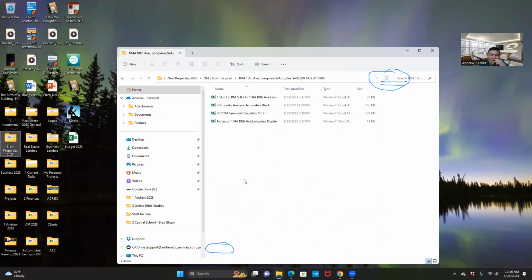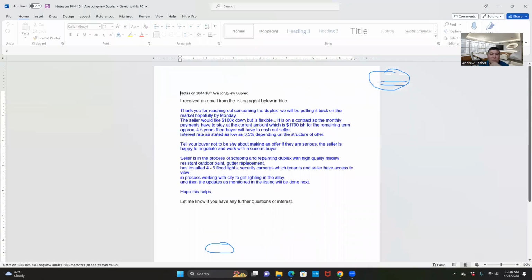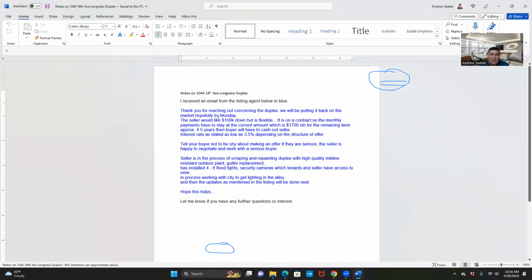Oh, let's take a look at this duplex in Longview, Washington, just up the street from where I live. Okay, so here's one. I emailed this other investor that was interested in this duplex because I was interested in it myself. They said there would be a possible seller carry, but the seller would like 100,000 down. Okay, but it's flexible.